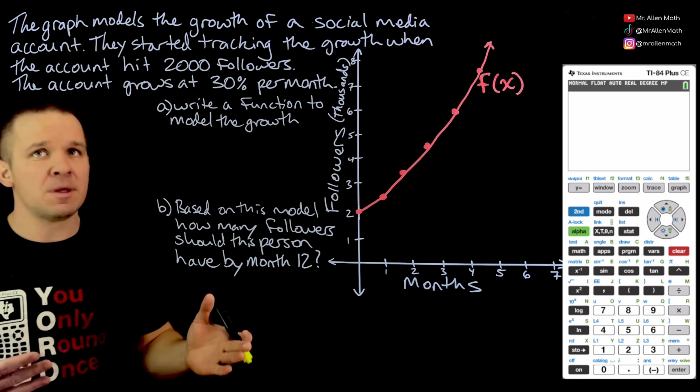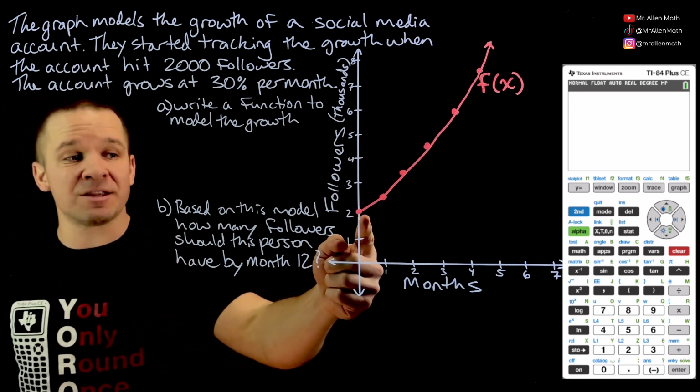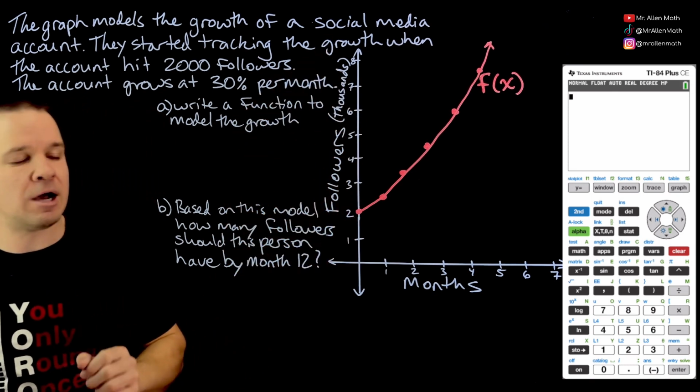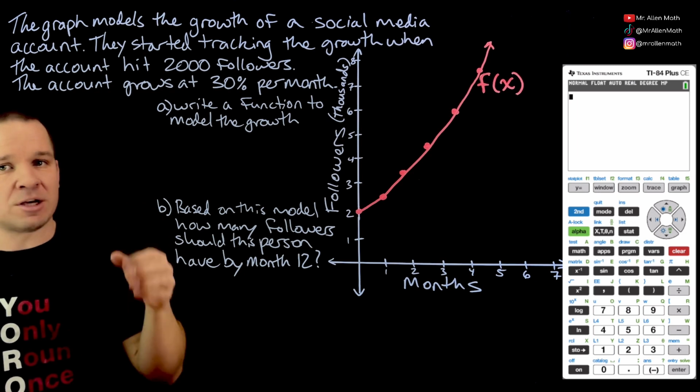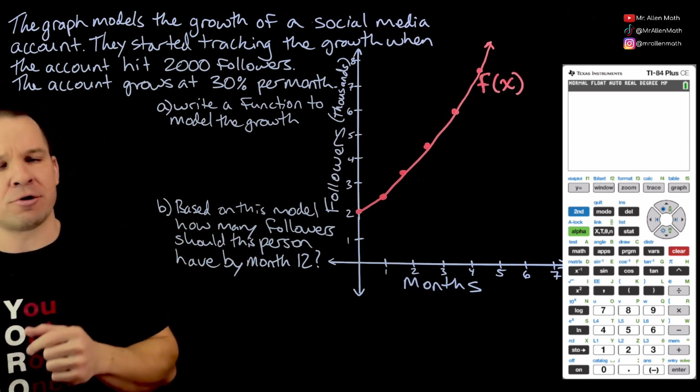All right, so first off, they started tracking this when they hit 2,000 followers, which is why we see it at the 2 right here. This is followers in thousands of followers, okay? So that's our initial point right there. That's our y-intercept of this graph. Now we're growing at 30% per month. So what does that mean?